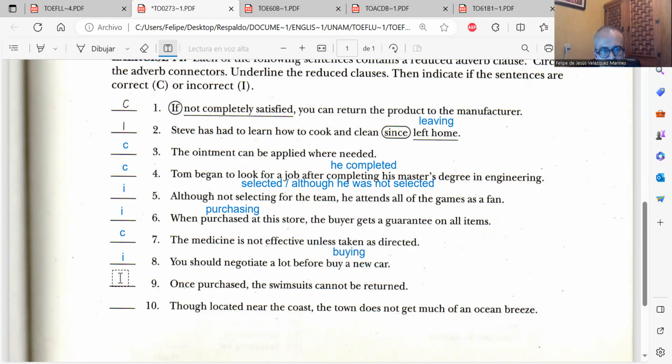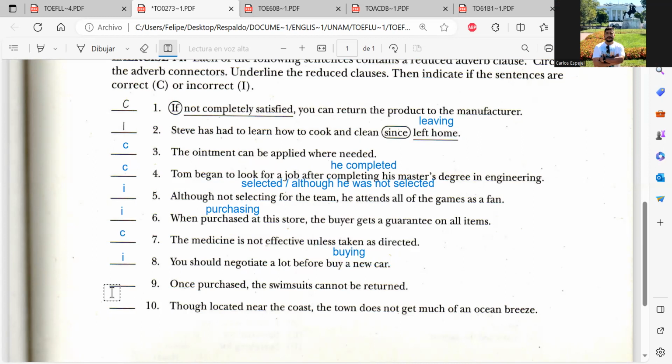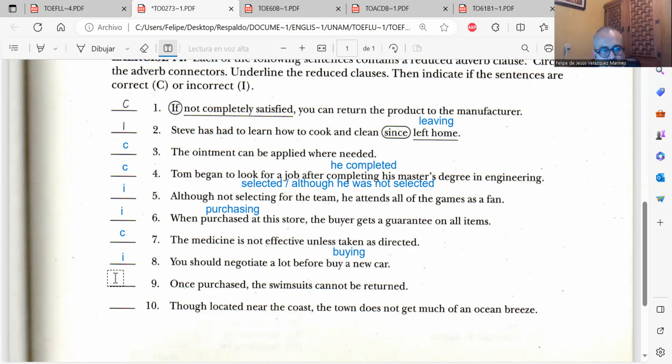Okay, Carlos. All right, it is once purchased, the swimsuits cannot be returned. It is correct because it can be said once the swimsuits are purchased, the swimsuits cannot be returned. That's correct. Yes. The next one, Blanca.